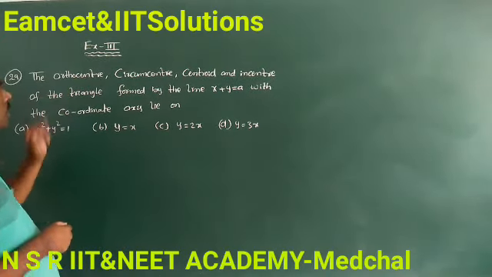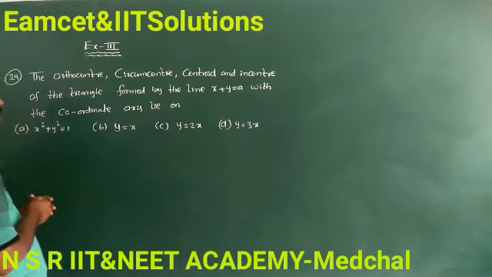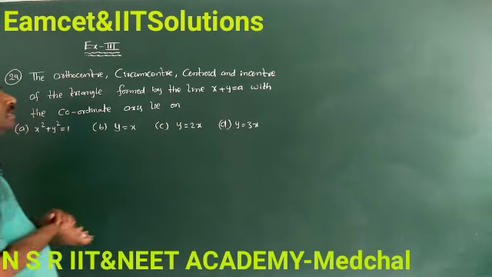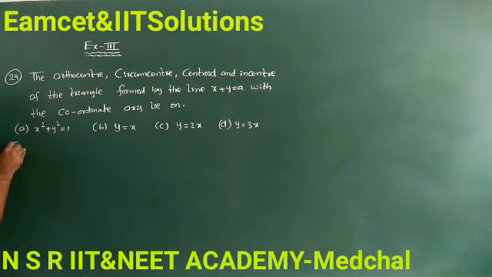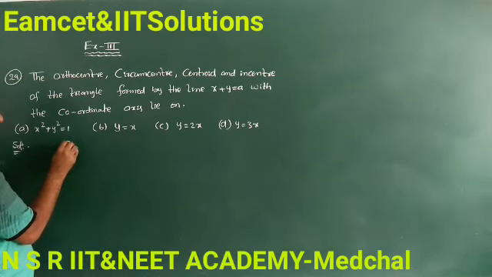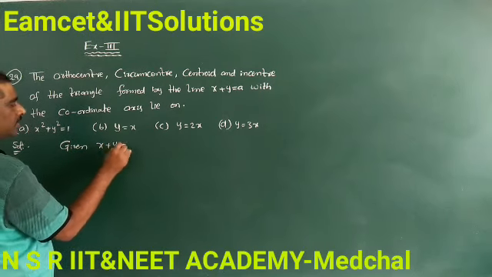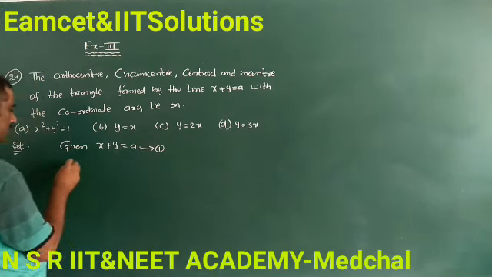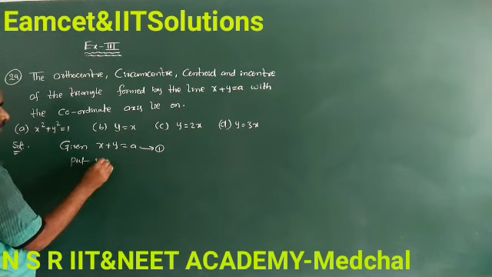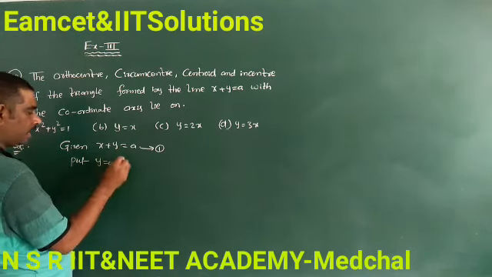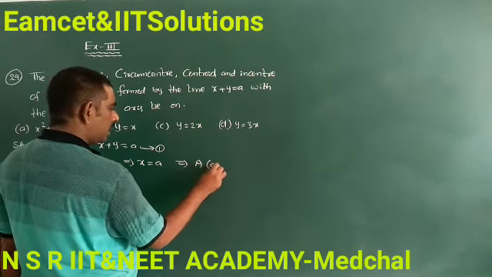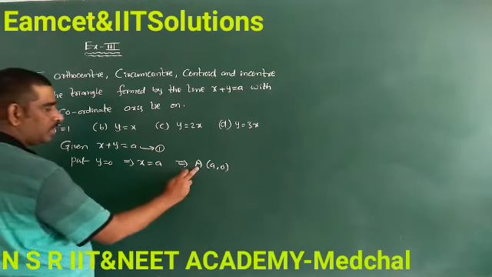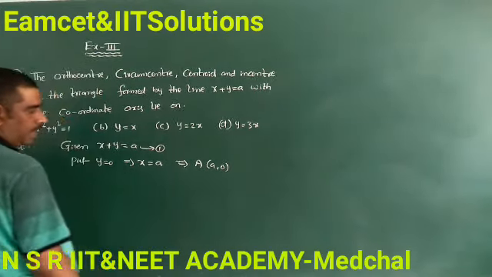So next question, the orthocenter, circumcenter, centroid and incenter of the triangle formed by x plus y equal to a with the coordinate axes lie on. So here one line is given, x plus y equal to a, with the coordinate axes. So given x plus y is equal to a, let us consider it equation number 1. Put y equal to 0 in equation 1. Substitute here y equal to 0, we get x is equal to a. So we get the point (a, 0). So x coordinate a, y coordinate 0. So this point lies on the x axis.